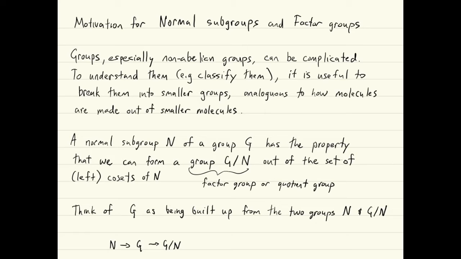Section 14 is about normal subgroups and factor groups, and this is probably the most difficult section in the textbook. It gets easier after this section. So let's start with some motivation for normal subgroups and factor groups.